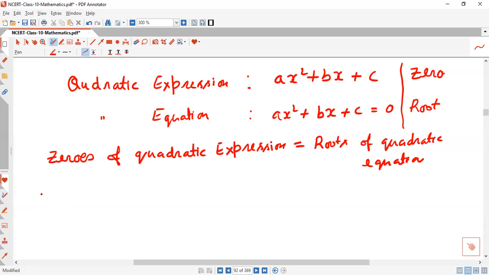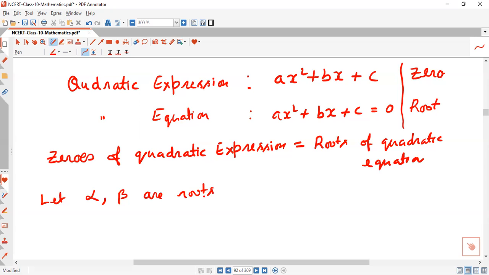Let's say we usually express the roots by the letters alpha and beta. Alpha and beta are the roots. They are real numbers, because in your syllabus we are only talking about real roots. So alpha and beta are real numbers. The roots and zeros we are talking about here are real numbers.